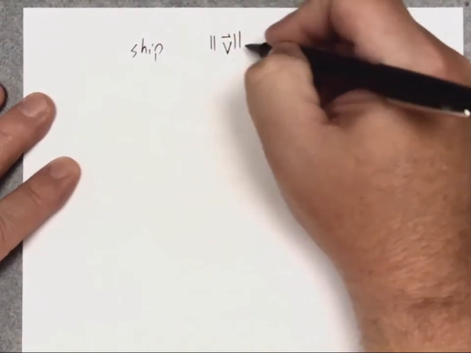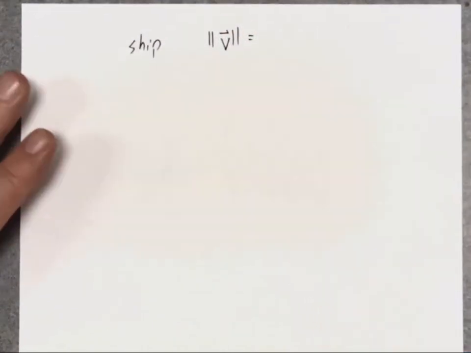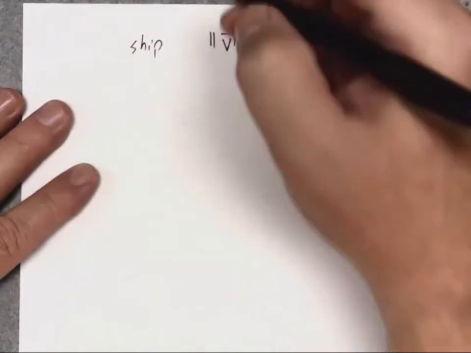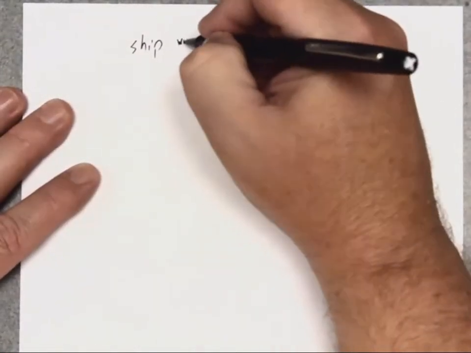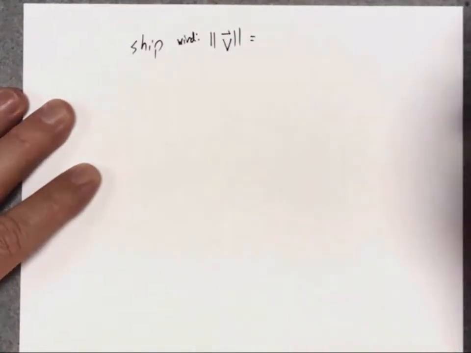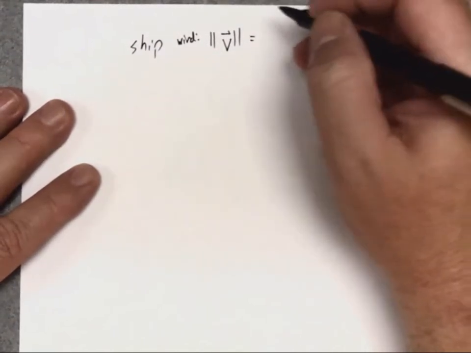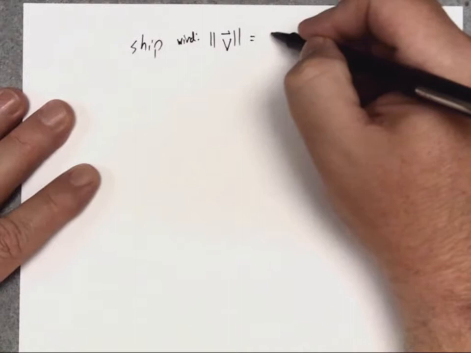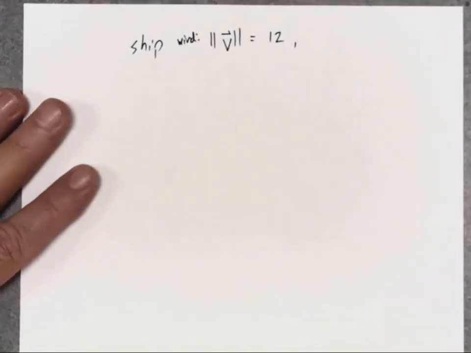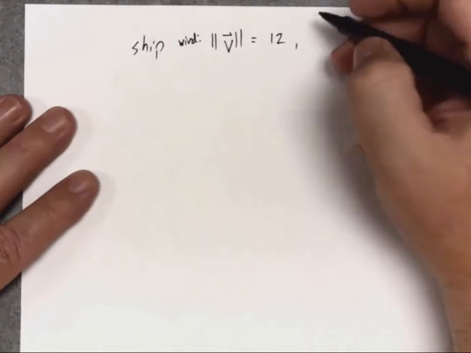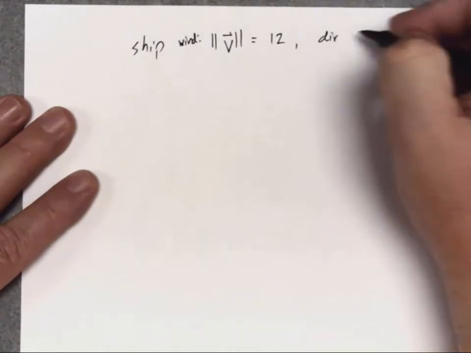They will give you the magnitude. And we'll call V the wind. I won't even give any units. I'll just give a number like 12. And now they give you the direction, and here's what they do with the direction, something interesting.